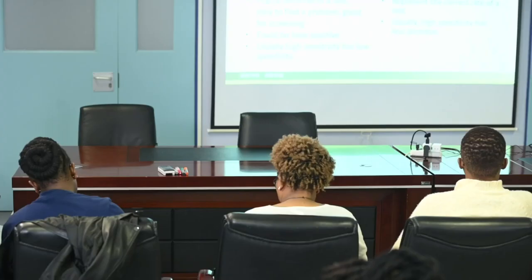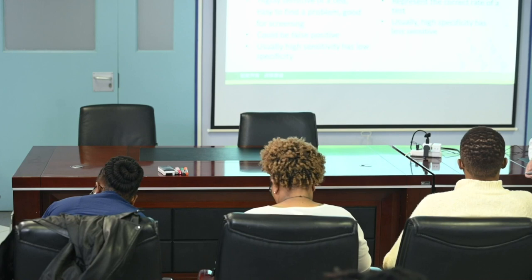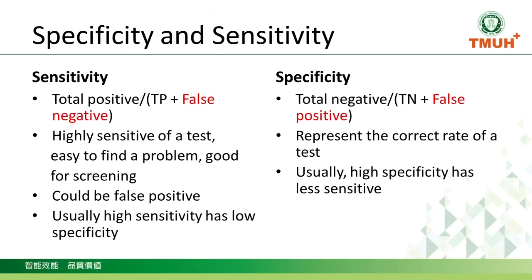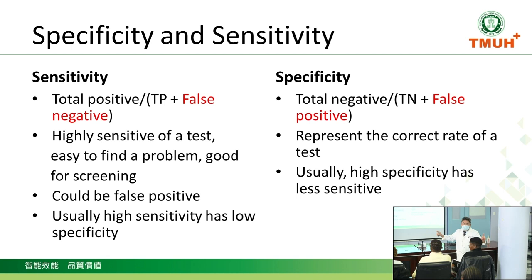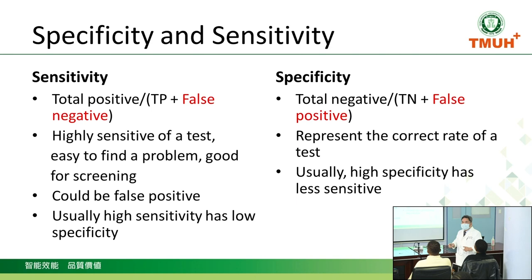Okay, laboratory test: the most important thing you must know is the specificity and the sensitivity. You must know how good a test is and how specific it is. This is most important, sensitivity and specificity. Sensitivity's definition is true positive divided by true positive plus false negative.